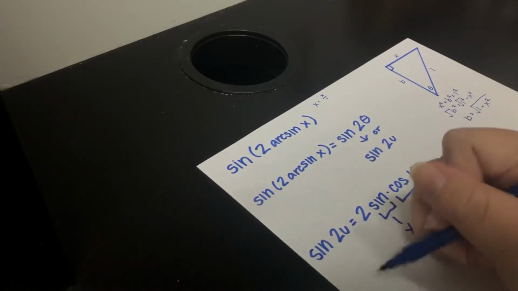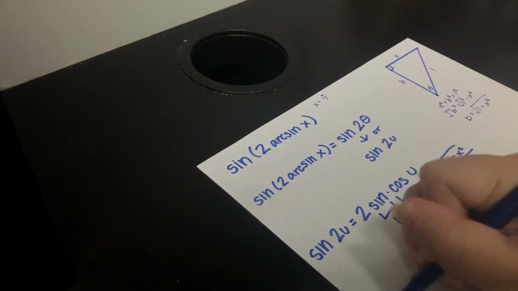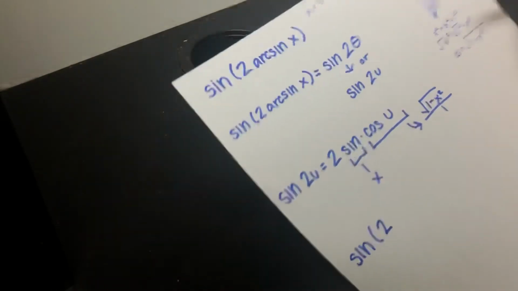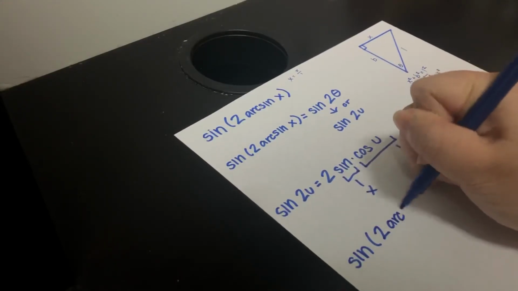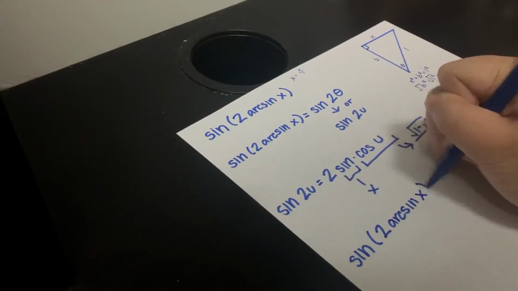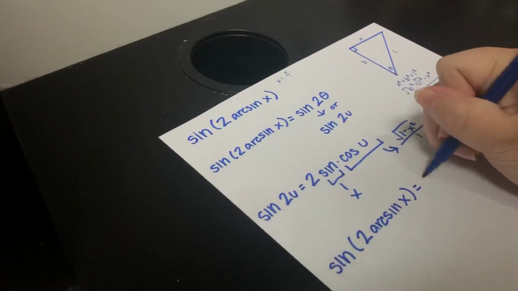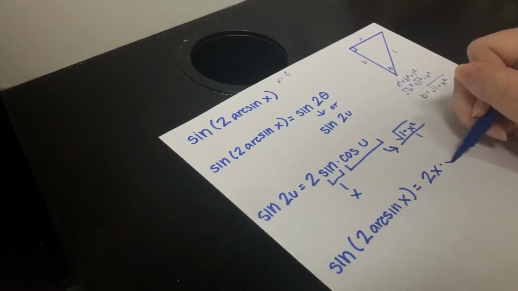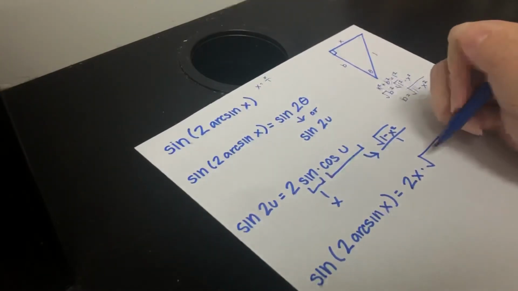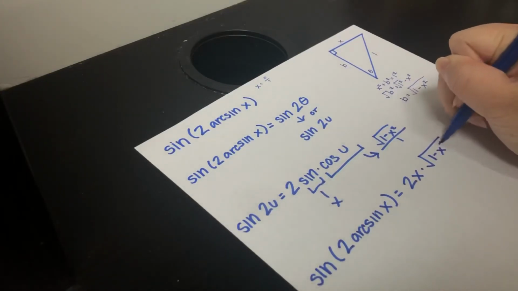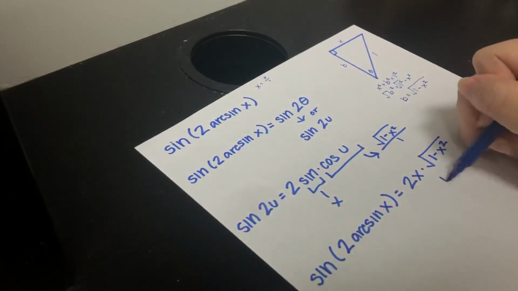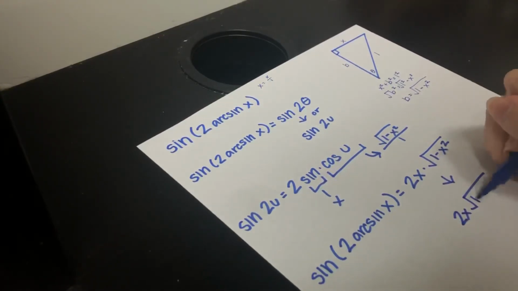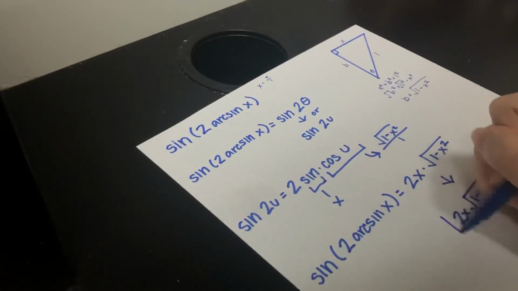And then we know that sine u is equal to x. So if we rewrite the whole equation again, sine of 2 arcsine x is equal to 2x times the square root of the cosine u, so 1 minus x squared. And then that's our answer. If we rewrite that more simply, it's 2x times the square root of 1 minus x squared. Then that is our final answer.